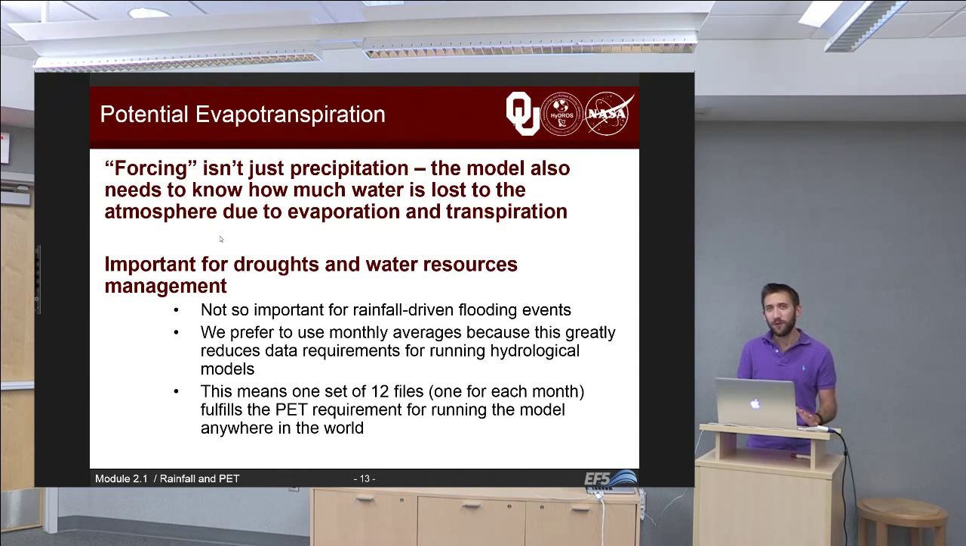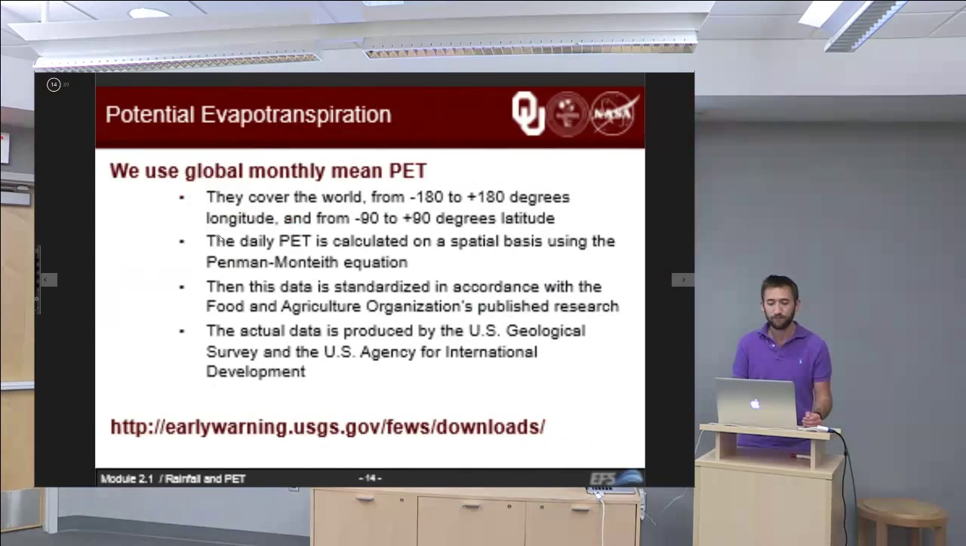That also has a twin benefit in the fact that it helps us reduce the data requirements for the hydro model. If we use mean monthly global PET, we only need 12 files total, one for each month for the entire world, and they apply to any year because, again, they're based primarily on the sun angle, and that doesn't change too much from year to year. And so that really reduces how much data we need to actually run the model successfully.